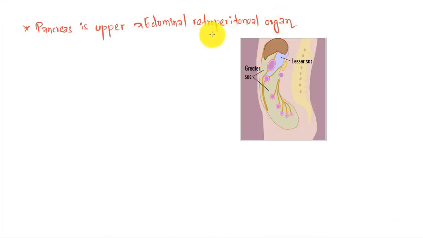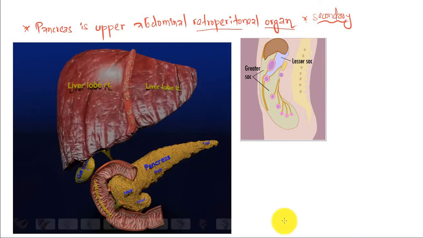The pancreas is an upper abdominal retroperitoneal organ. Retroperitoneal means behind the peritoneum, and it is a secondary retroperitoneal organ. That means it was hanging on a mesentery before, but during the process of embryogenesis it is pushed behind to become a retroperitoneal organ.